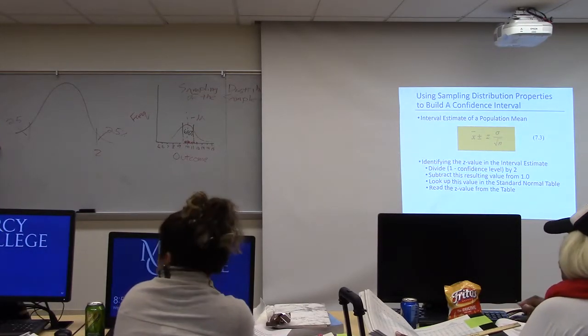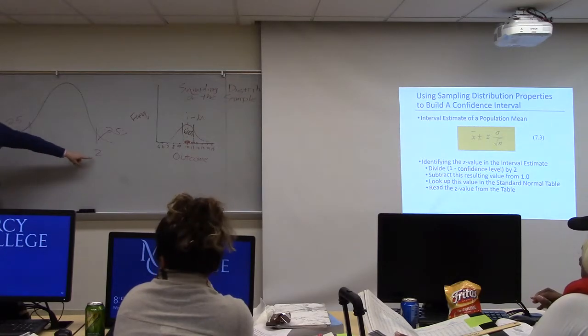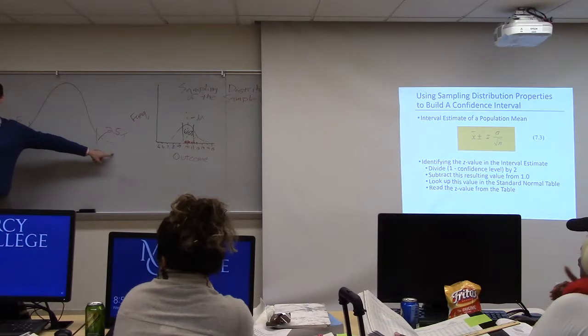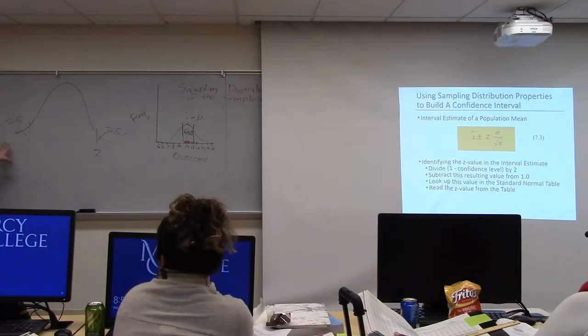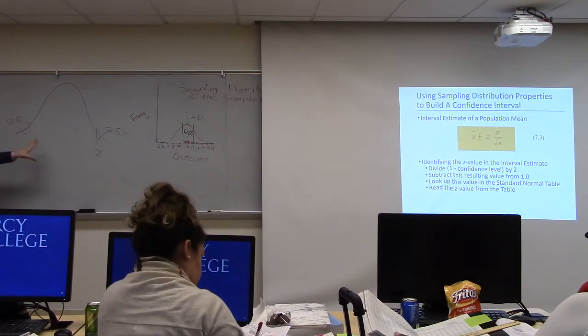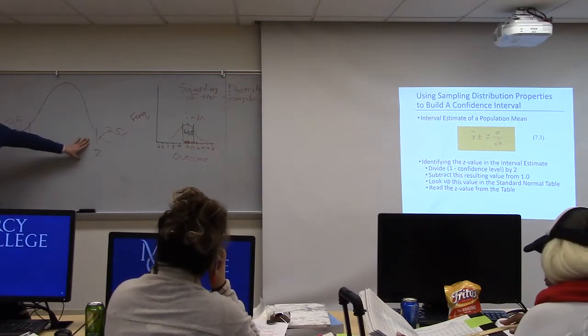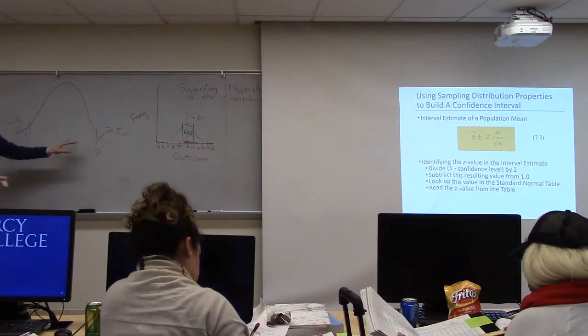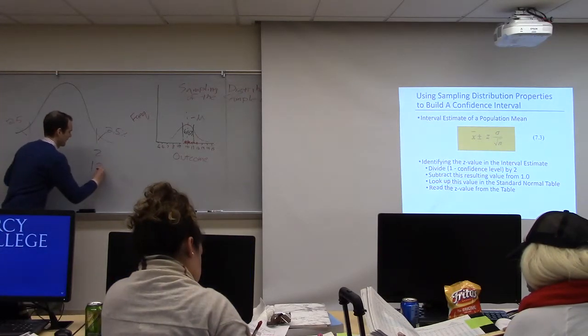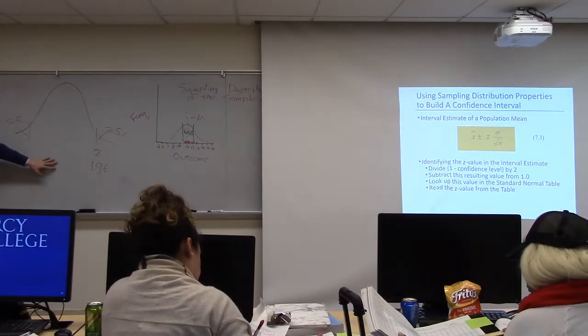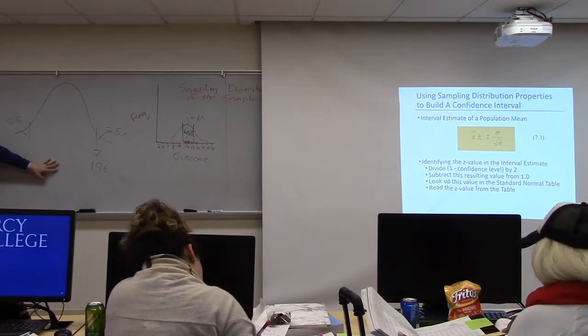We're looking for the Z value that separates the upper 2.5% from the bottom 97.5%. So this would be a Z value with 97.5% of the area under the curve. So it's 1.96. 1.96 is the correct answer.